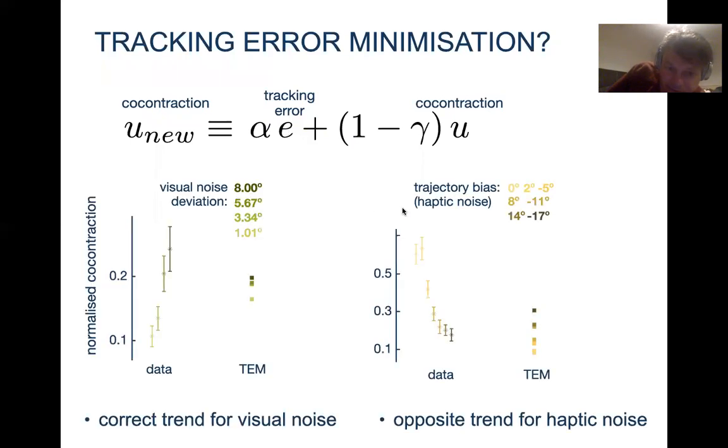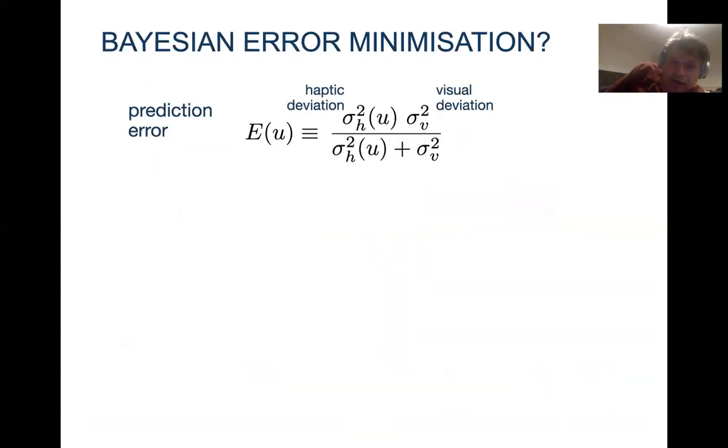And when you simulate with that, you see that for visual noise, you have the correct tendency. Co-contraction is increasing with visual noise, but not as much as it should. But for haptic bias, it's completely wrong, in the sense that the change is opposite to the data. With larger haptic bias, the co-contraction is increasing instead of decreasing. So this TEM model is not correct.